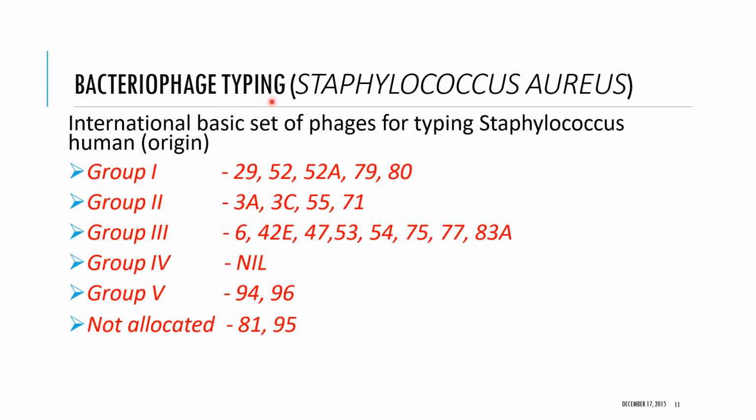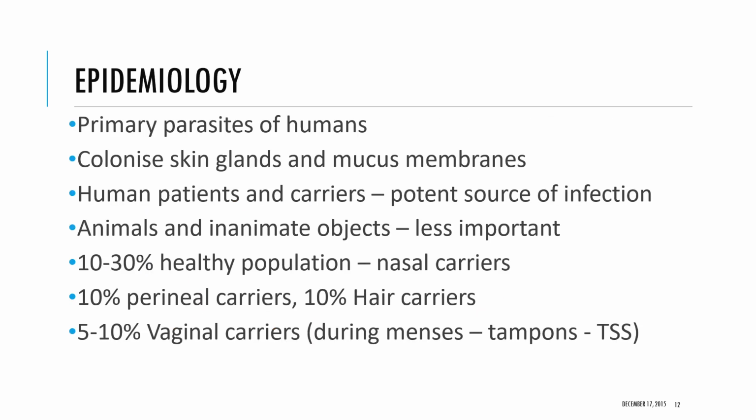Then moving on, there is bacteriophage typing. Bacteriophage typing uses the international basic set of phages for typing Staphylococcus of human origin: group 1, group 2, group 3, group 4, group 5, and not located. There are certain strains too: 29, 52, 52A, 79, 80, 3A, 3C, 55, 71. This is not that important, but you have to keep it in mind.